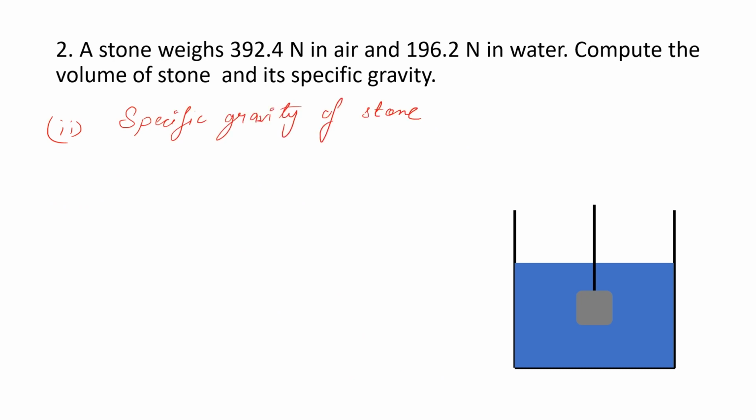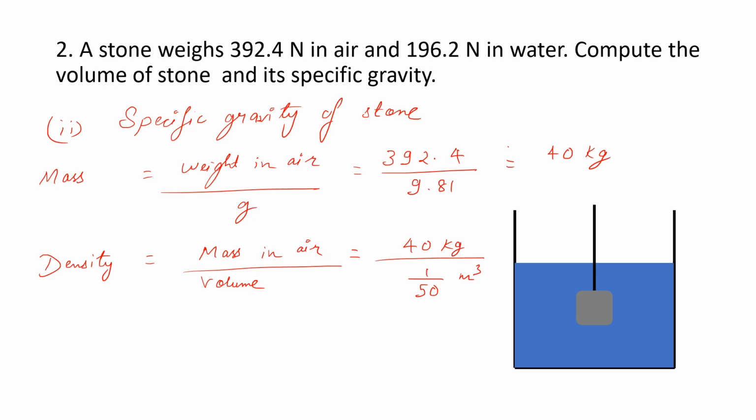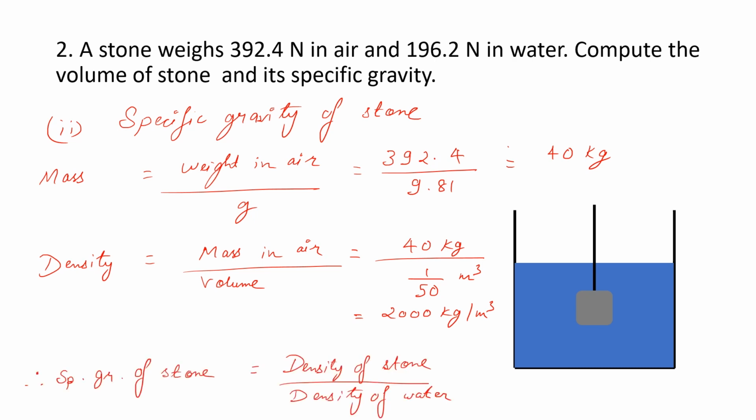Now we have to find the specific gravity of the stone. First we will find the mass of the stone in air. It will be the weight in air divided by acceleration due to gravity. So we get 392.4 Newton divided by 9.81 meter per second square, which gives 40 kg. Now density is mass divided by volume. Here we have mass as 40 kg and volume as 1 divided by 50 meter cube. So the density is 2000 kg per meter cube.